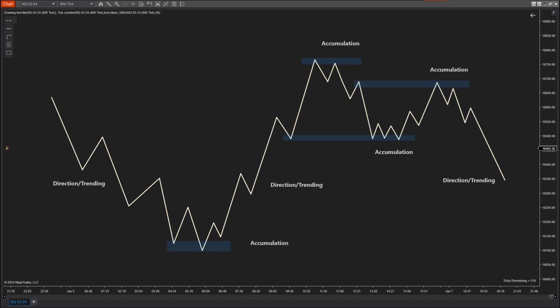My opinion is that the edge doesn't come from your entries and exits or what type of moving average or whatever you use to get in the trade. It all comes down to understanding which phase you are in and which phase you have an edge in.